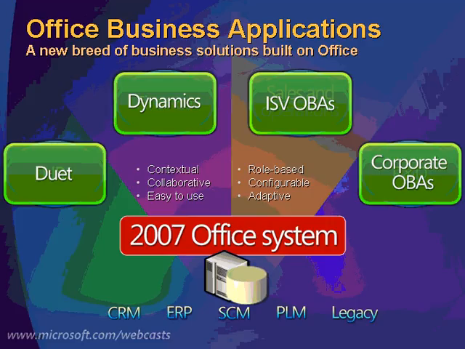And as you can see by this graphic here, I'm sure many of you have heard of something called Duet and Dynamics. And indeed, these were first generation Office business applications where they were, like in the case of Duet, hitting the back-end system such as SAP. So now that we've got the new 2007 Office system, we now have more of a unified platform and an infrastructure from which we can build these OBAs, as we're calling them. And we see a lot of movement in terms of the ISVs and the corporate environments where we expect there to be a lot of development and movement for Office business applications.